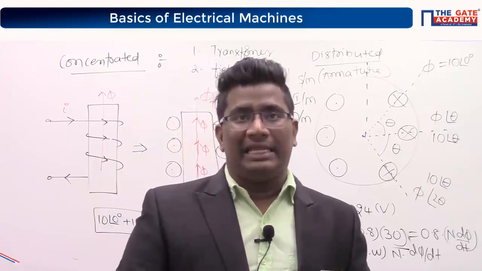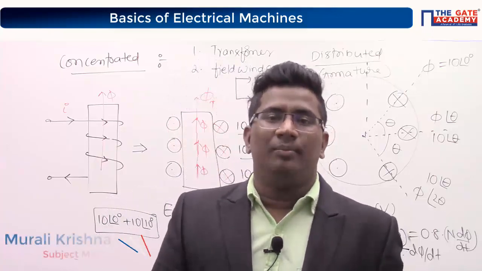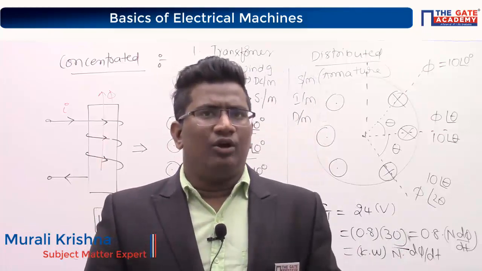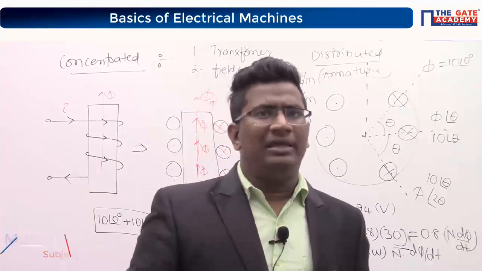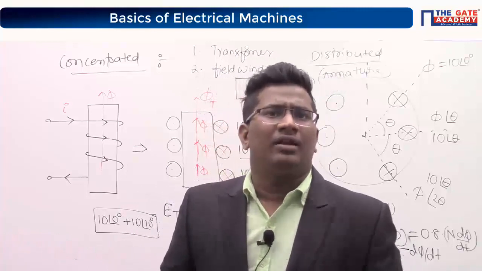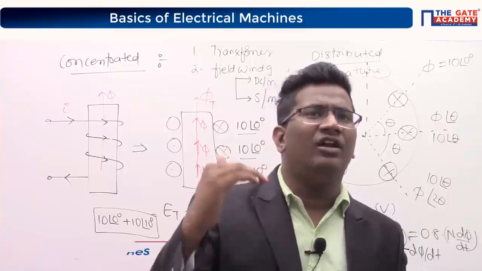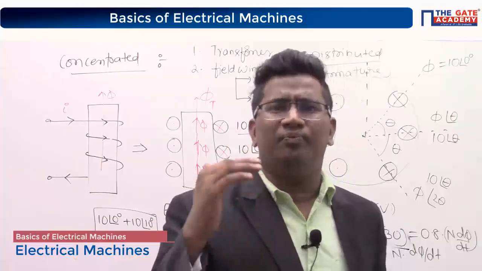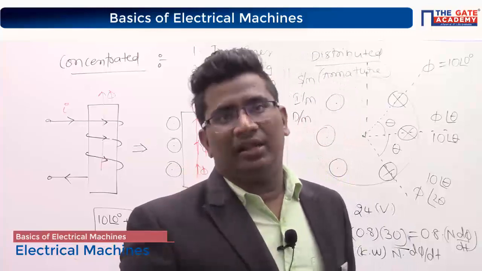Poles are not linear. Reason? Because of the BH curve. I hope you know the BH curve, everybody. Is the BH curve a linear curve or a non-linear curve? Non-linear. That is why your magnetic core is also non-linear.